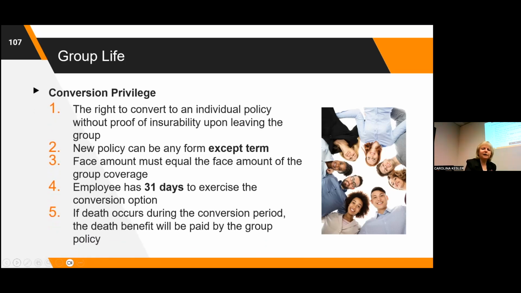Group life, you have a conversion privilege, the right to convert to an individual policy without proving insurability upon leaving the group if you've been with them 5 years, right? The new policy can be any form except term, which means it has to be whole life, right? The new face amount must equal the face amount of the group coverage. So whatever you had in the group is what you would have as your own, right?